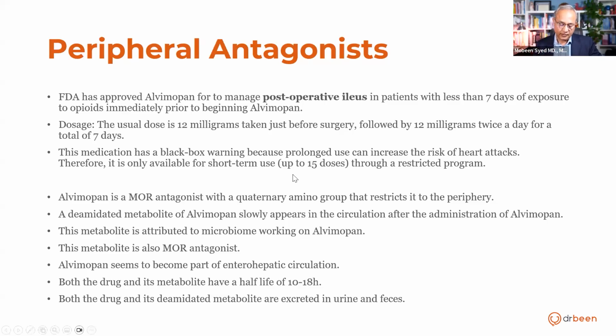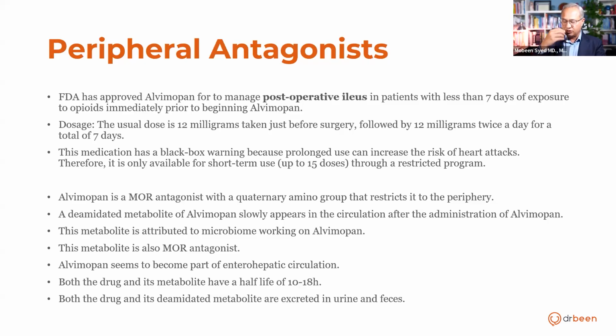Alvimopan is a mu opioid receptor antagonist with a quaternary amino group that restricts it to the periphery. So this molecule has an amino group attached to it, which would not let it cross the blood-brain barrier. A deamidated metabolite of alvimopan slowly appears in circulation. So what happens is, if you forget about the text for a second, imagine that the patient is given alvimopan.